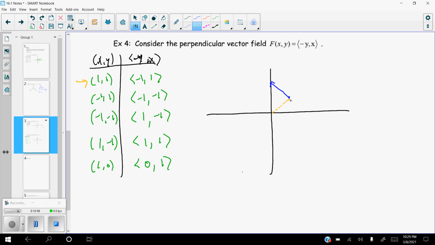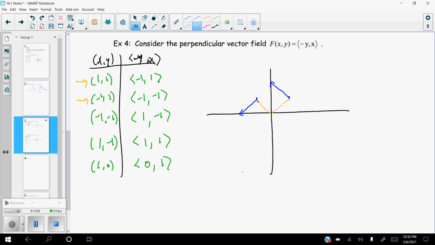So let's do the point negative 1, positive 1. So the starting point would be about right here. According to this, that vector is negative 1, negative 1. So it's going to go down 1 and left 1, and finish right about there. Once again, however, if we were to take the xy and do the position vector based upon this, that would be negative 1, positive 1. It would actually meet right there.